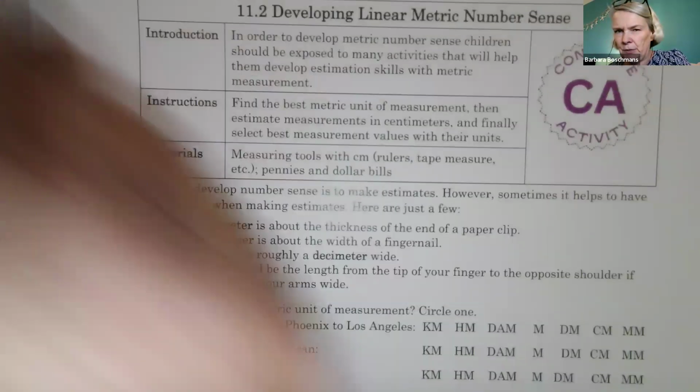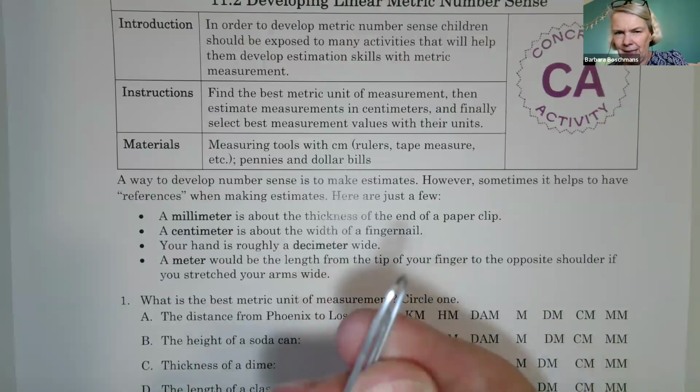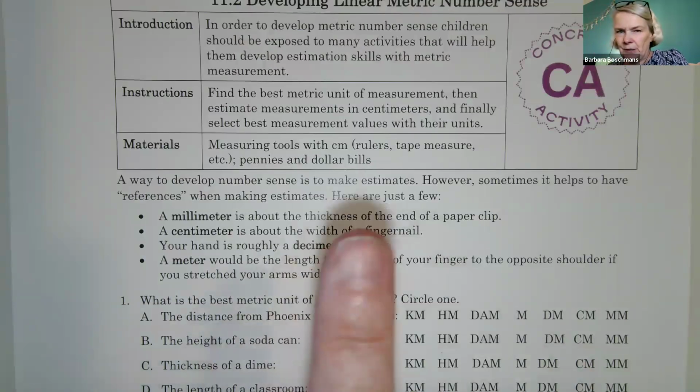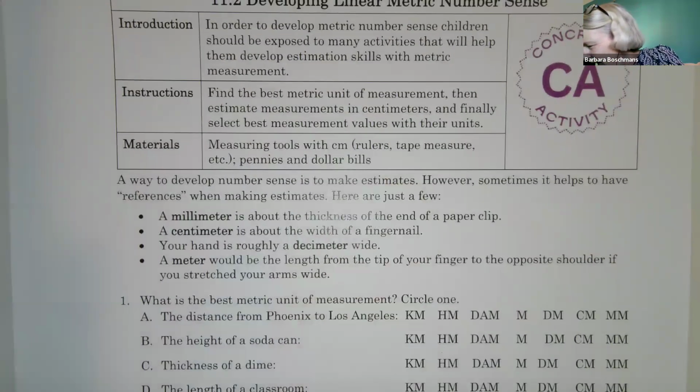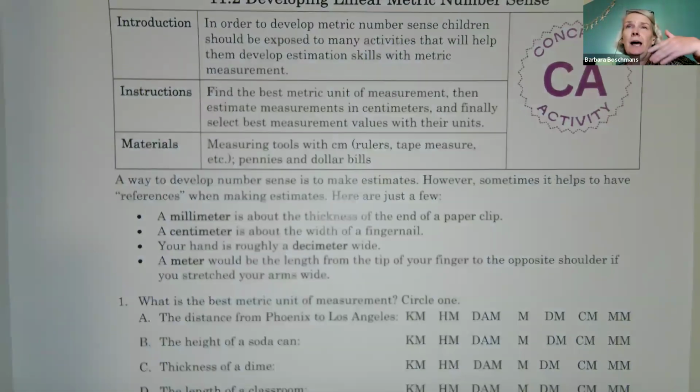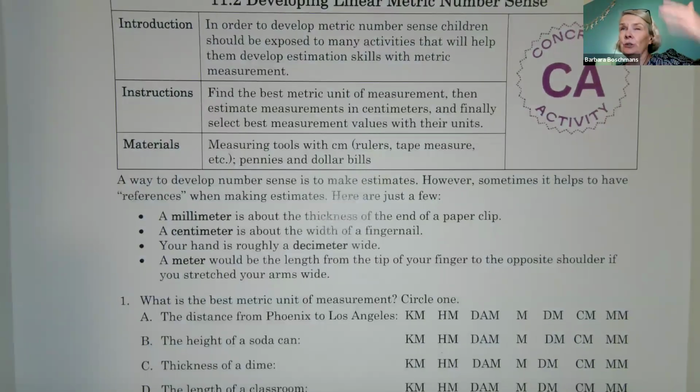So I have a paper clip right here. Like if I would hold it this way, that would be about a millimeter. A centimeter is about the width of a fingernail. So you kind of see that right there. Your hand is roughly a decimeter wide. Remember that they're all powers of 10. So each unit times 10 gives you the next one. So 10 millimeters is a centimeter, 10 centimeters is a decimeter.